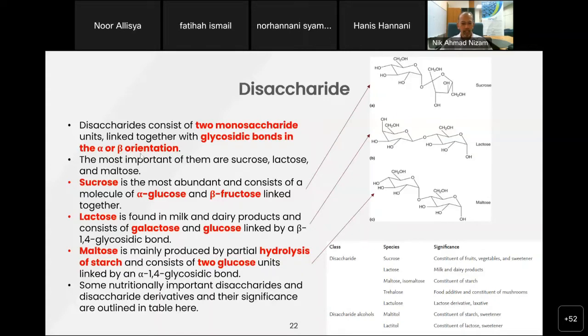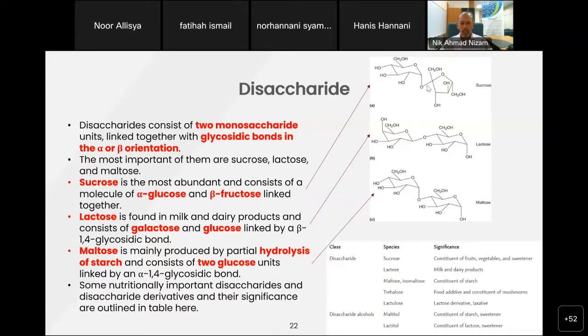Monosaccharides link together with glycosidic bonds in the alpha or beta orientation. Here you can see the glycosidic bond. There are two monosaccharides. This is sucrose. Sucrose is one of the disaccharides. One monosaccharide is attached to another monosaccharide with the glycosidic bond in the alpha and also beta orientation. There are different positions for the alpha and beta orientation.